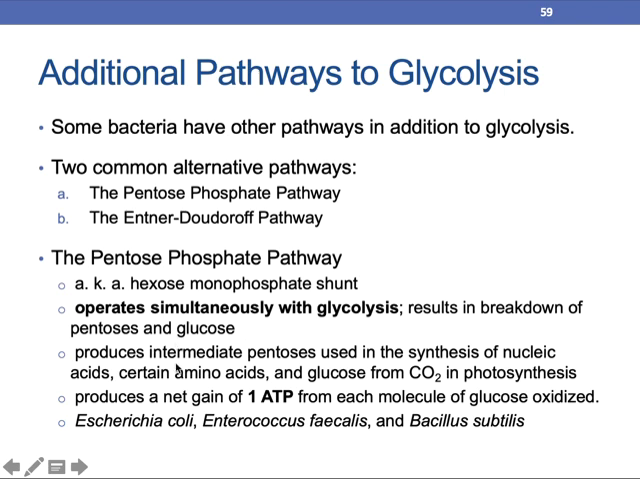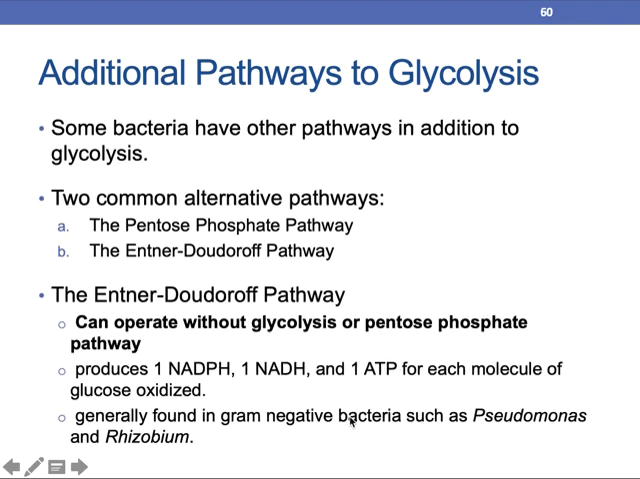It will produce intermediate compounds that are then used in the synthesis of nucleic acids and glucose, etc. Another point is that there is a net gain of 1 ATP for each glucose molecule that is oxidized. Compared to glycolysis, there is a net gain of 2 ATP. So that's another difference that you see there. You have Escherichia coli or E. coli, Enterococcus faecalis, and Bacillus subtilis as some of the microorganisms that use the pentose phosphate pathway.